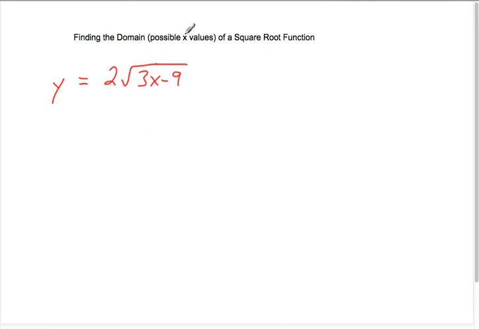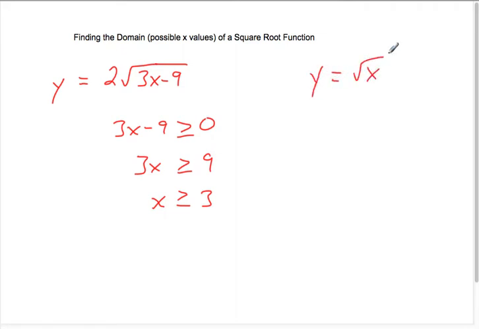So to figure out the domain, which is all the possible x values, we just set that square root, 3x minus 9, actually we don't need the square root part, but the 3x minus 9 part has to be greater than or equal to 0, meaning non-negative. So once we solve this, we can figure out what the domain of the square root function is. So in this case, x has to be greater than or equal to 3. In the case of y equals square root of x, x has to be greater than or equal to 0. So that domain is going to change depending on what kind of stuff is under the root.